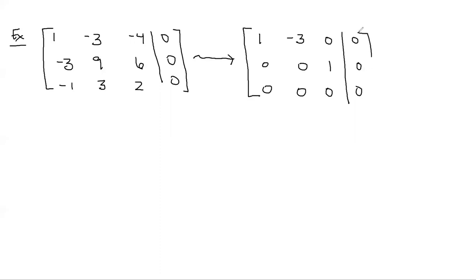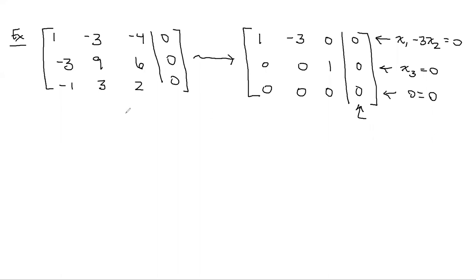The nice thing about homogeneous systems of equations is that no matter what row operations you do, this column is always going to stay 0. All right, let's take a look at what our solutions look like here. This first row looks like x1 minus 3x2 equals 0. This equation says x3 equals 0, and this equation says 0 equals 0. This doesn't really give us any information beyond the fact that this is a consistent system.